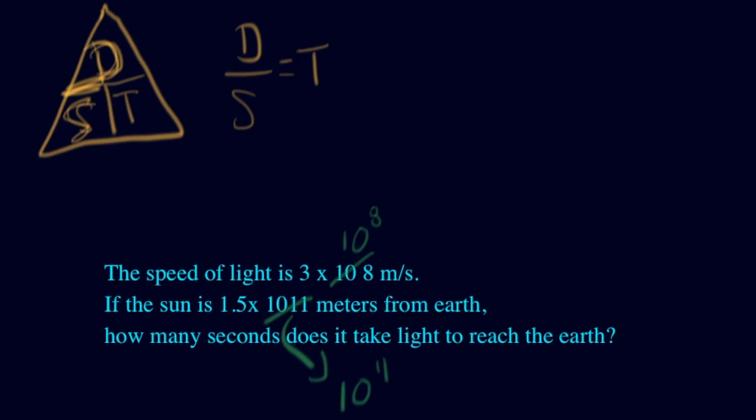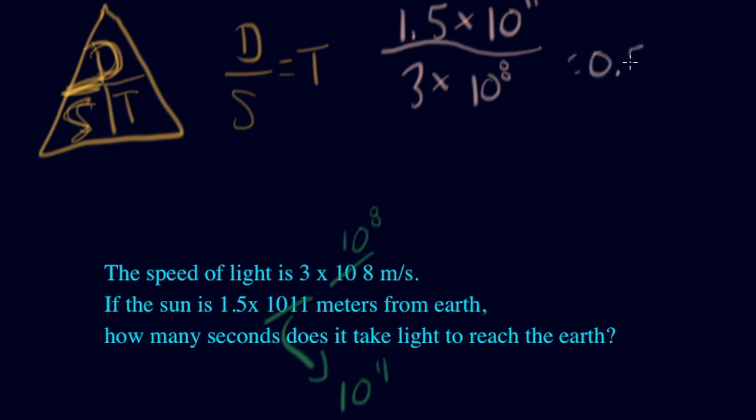So what was our distance? How far away is the sun? Well, the sun is 1.5 times 10 to the 11th meters away. Whoa, that's far. Like, you couldn't just hop on your bicycle and go over there. And the speed of light is 3 times 10 to the 8th. Also very, very fast. So we're going to have to do some dividing. So when you go 1.5 and you divide it by 3, you're going to be getting 0.5 times 10 to the 11 minus 8, so to the third.